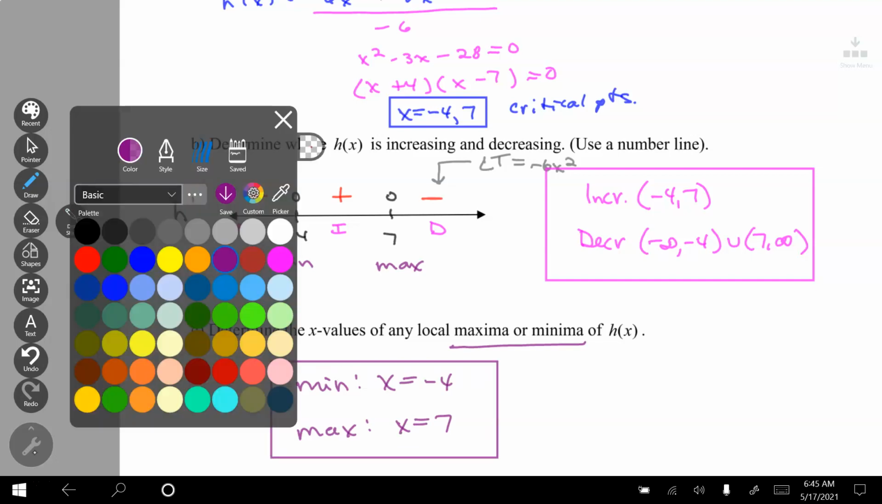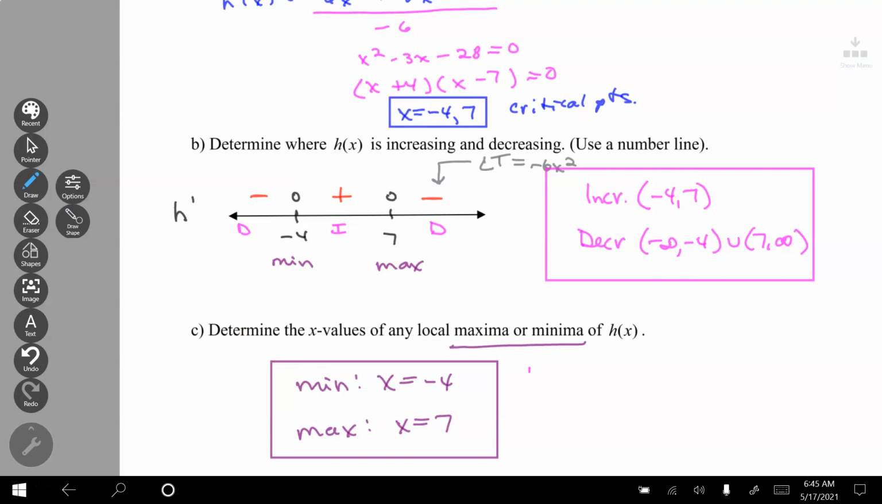And if you want to state why, because I think it's good that you should, that's because h prime for the minimum goes negative, 0, positive, or the function goes decreasing to increasing, and it has a max at x equals 7 because h prime goes positive, 0, negative, or it goes increasing to decreasing.